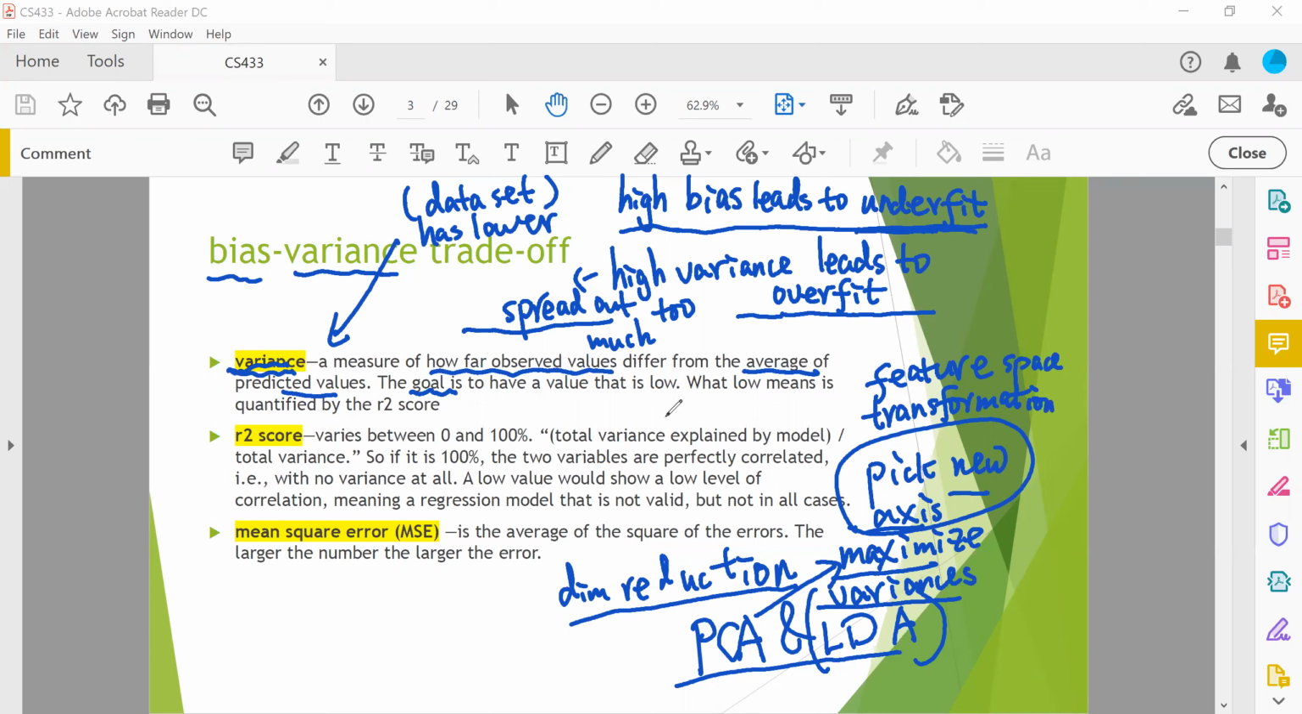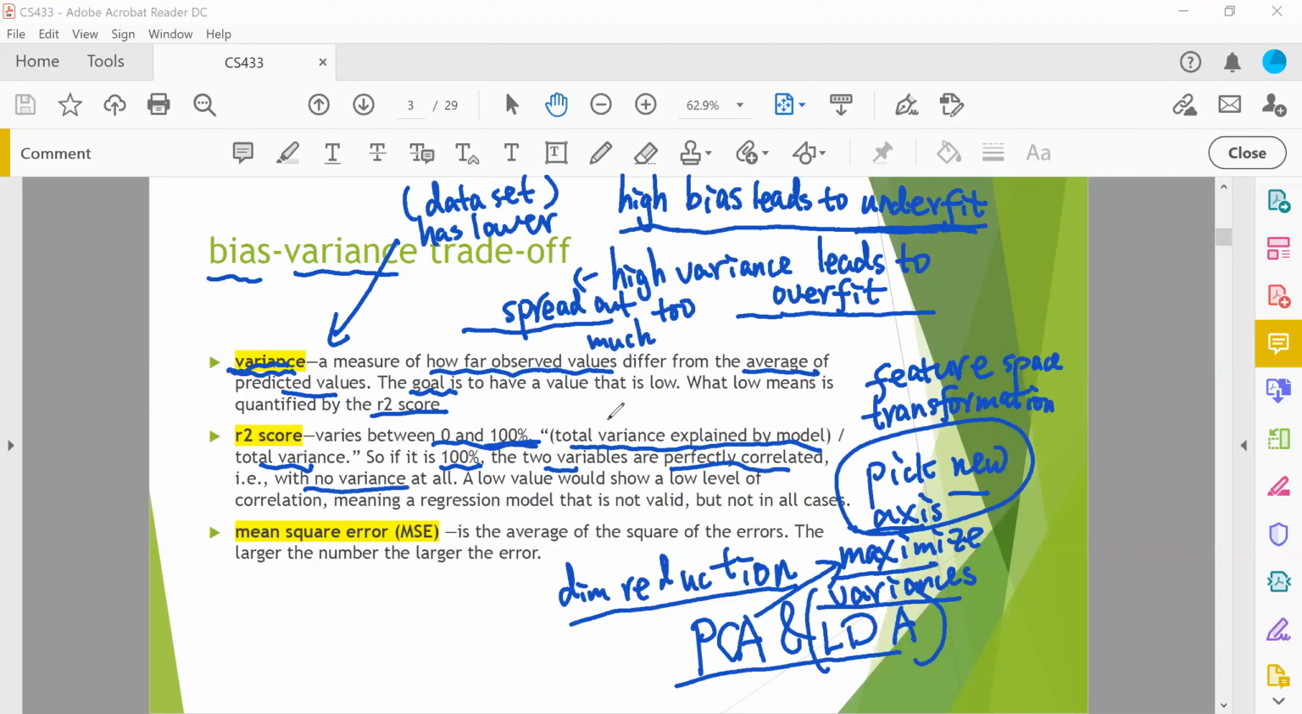And for low variance, in studies, there is a score called R2 score that can be used to measure it. The R2 score varies between 0 and 100%. And what is R2 score? It's the total variance explained by the model over the total variance. So the higher the better. If the R2 score is 100%, that means these two variables are perfectly correlated. So no variance.